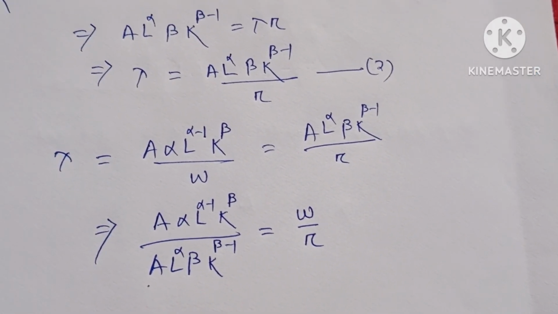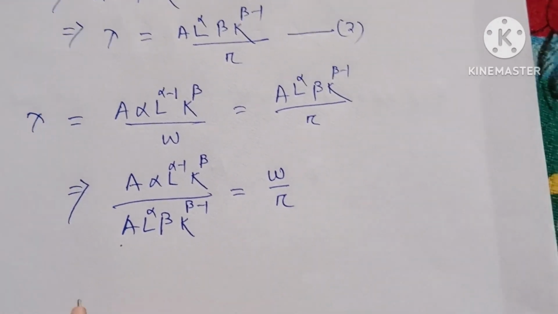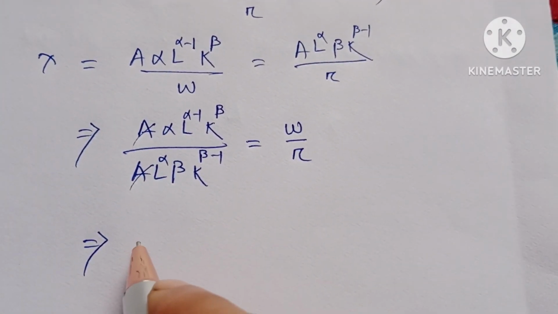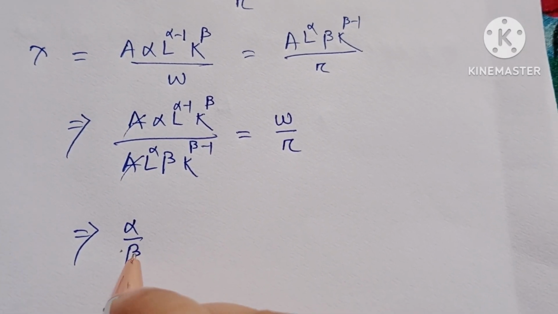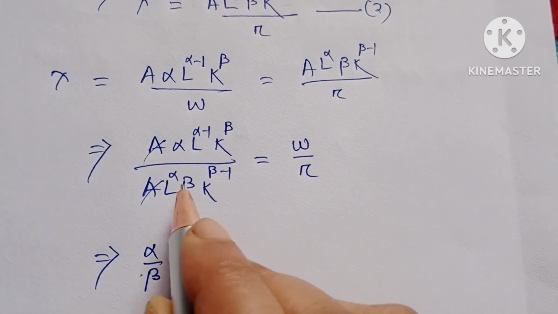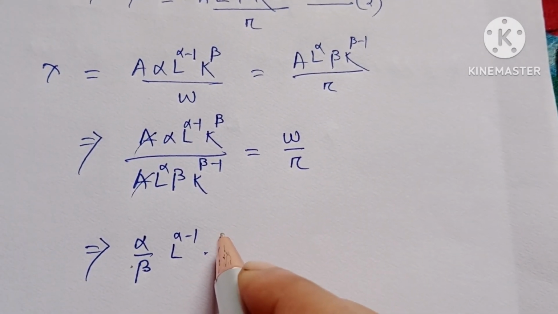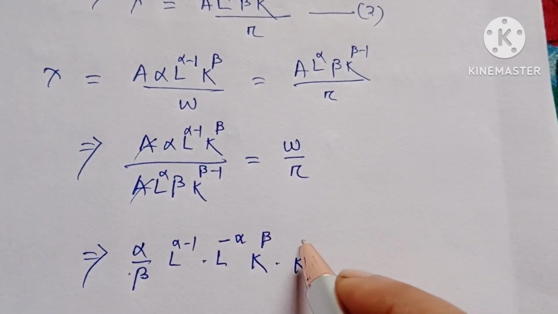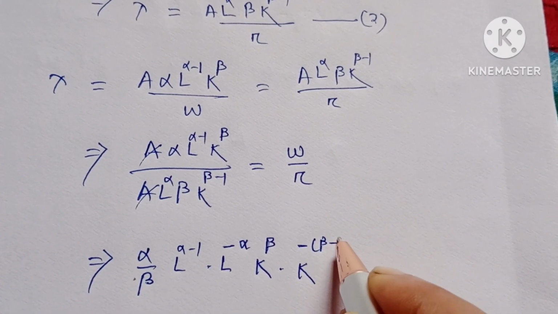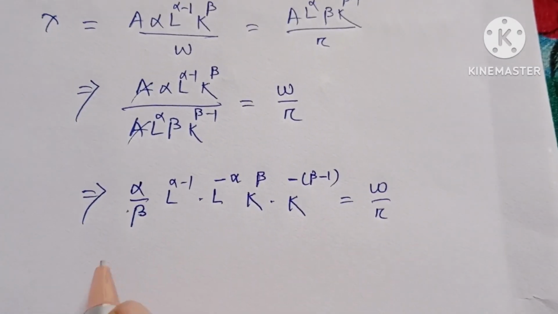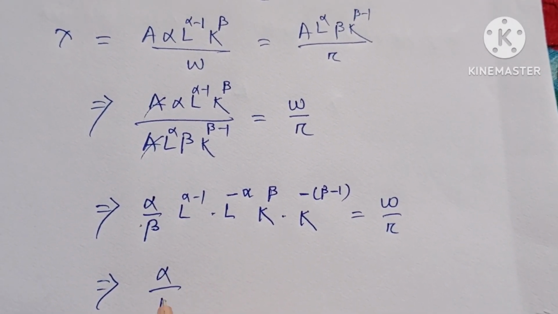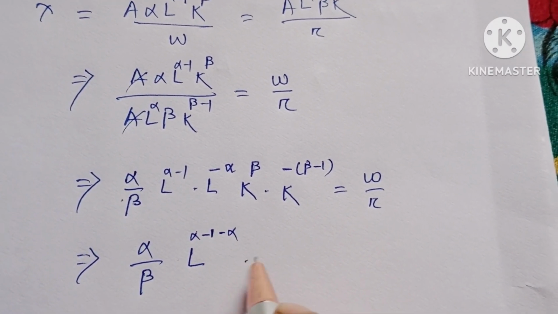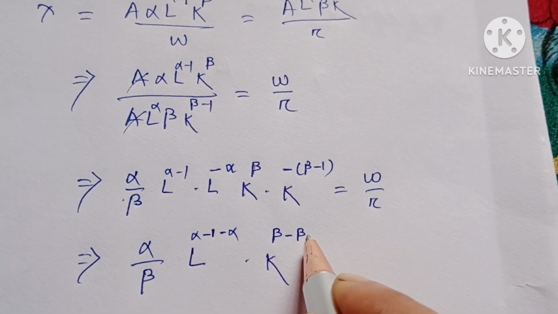Now simplifying this equation, here A is cancelled, so what is left is α by β, L^(α-1) into L^(-α), since α in the denominator is plus, when it comes up here it becomes minus α, K^β into K^(-(β-1)), so this equals W by R. Now again solving this, we will get α by β into L^(α-1-α) into K^(β-β+1).